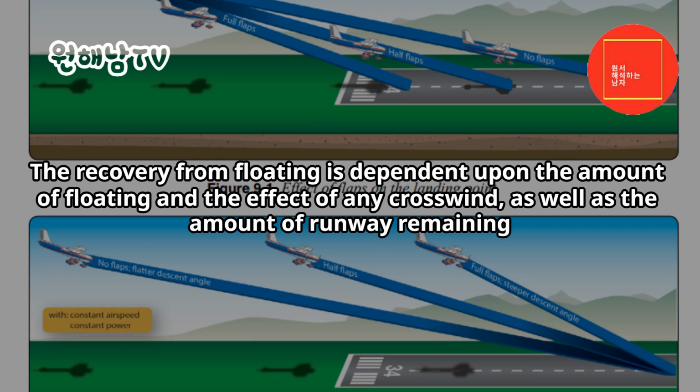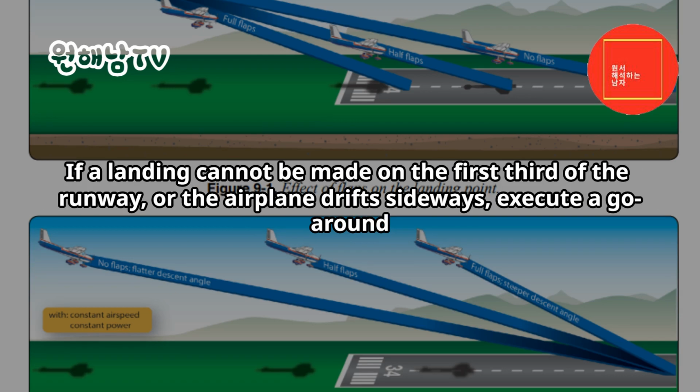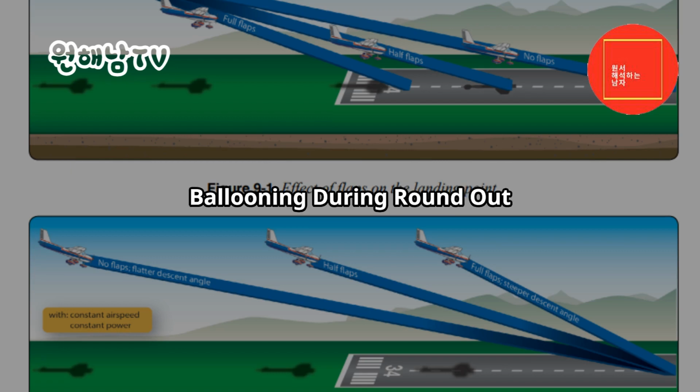The recovery from floating is dependent upon the amount of floating and the effect of any crosswind, as well as the amount of runway remaining. Since prolonged floating utilizes considerable runway length, it should be avoided, especially on short runways or in strong crosswinds. If a landing cannot be made on the first third of the runway, or the airplane drifts sideways, execute a go-around.